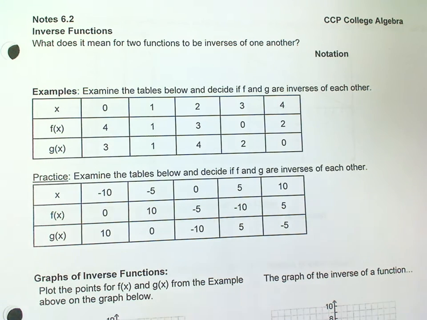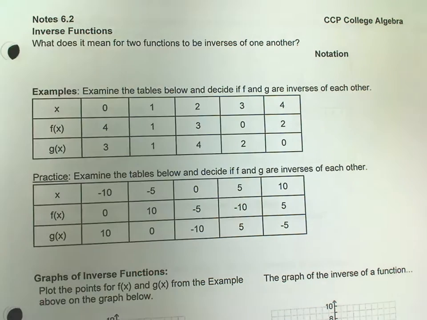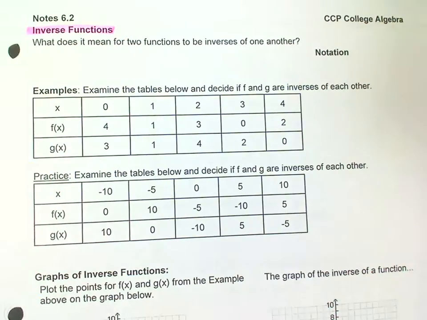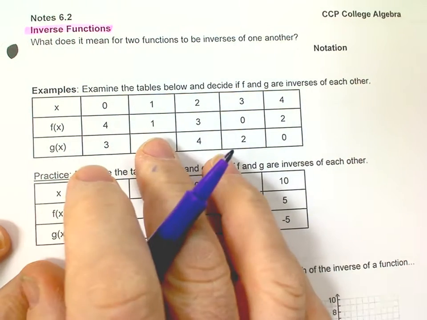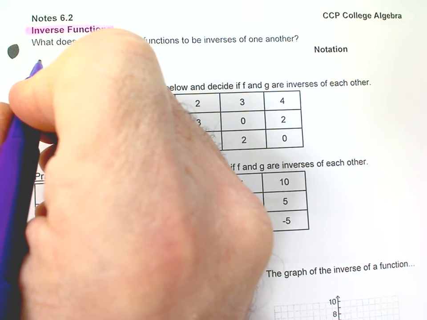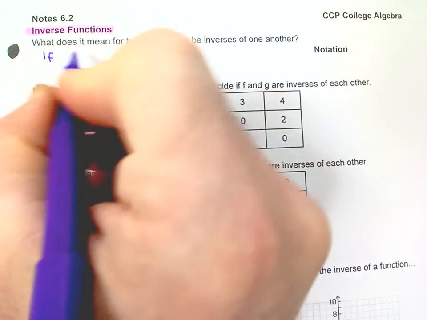These are notes 6.2. We're going to start off with talking about inverse functions. Inverse functions is our topic for today. And what does it mean for two functions to be an inverse of one another? Okay. If they are inverses of one another, say function f and function g, we can say this.